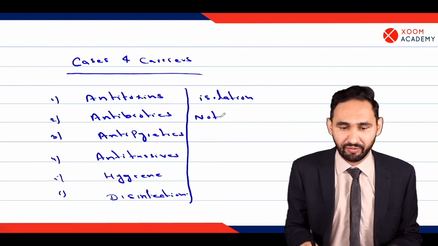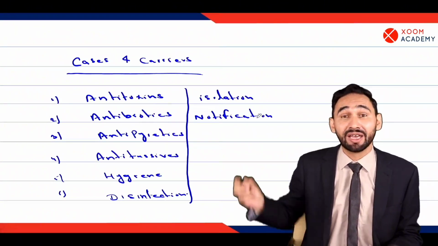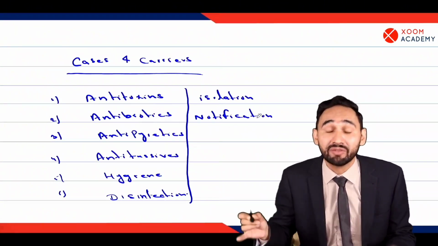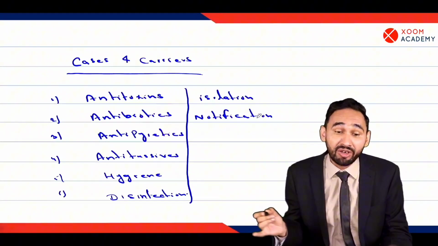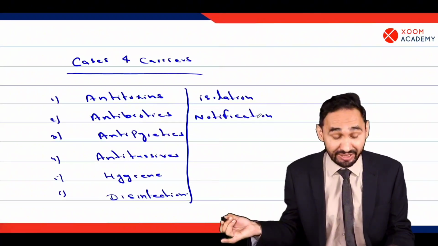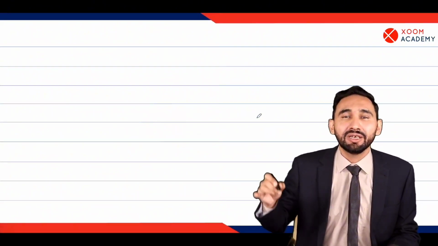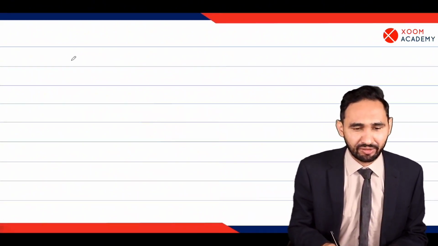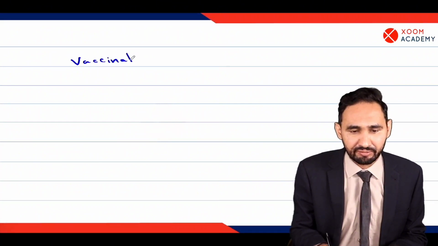Isolation and notification. Why notification? Because it can cause an epidemic. It spreads rapidly from person to person. So we need to notify higher authorities that we need to control diphtheria, we need to vaccinate, we need to treat. Then we will give antitoxins, antibiotics, antipyretics, antitussives. We can improve hygiene and do disinfection. Then after treatment, we need to vaccinate, after completion of treatment.